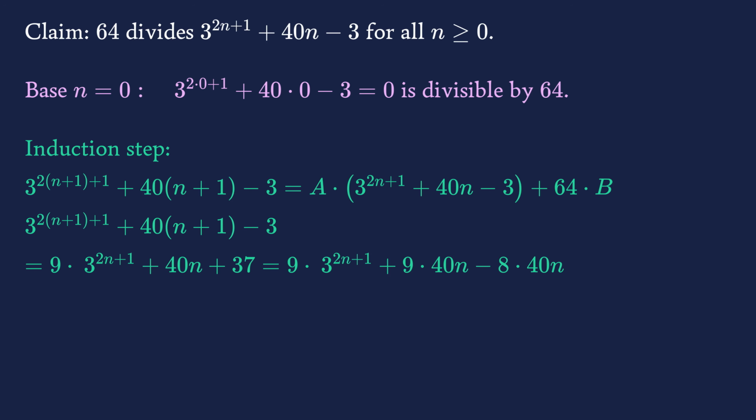We want to have minus 9 times 3, so we write it down. To get to the 37 that is actually in our expression, we have to compensate by adding 64. Now we rearrange everything slightly and see that we have the structure we wrote at the top. A multiple of the n expression, which is divisible by 64 by assumption, plus something that is obviously divisible by 64. And we are done.